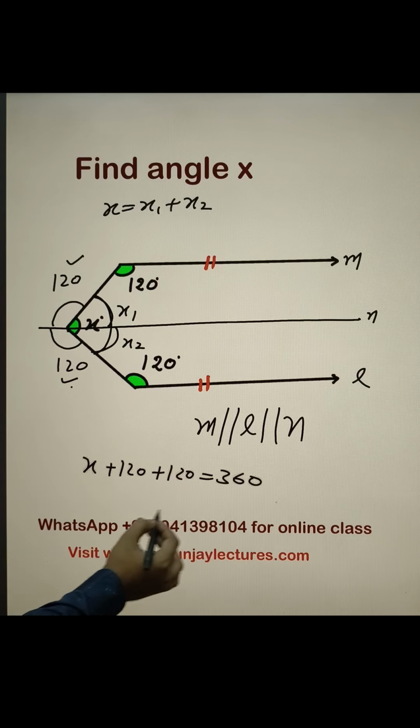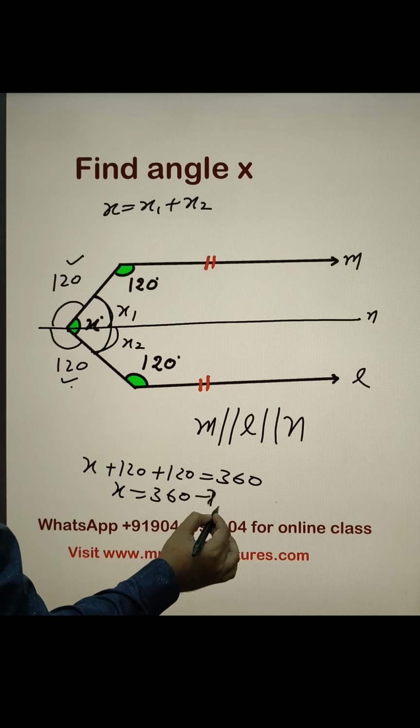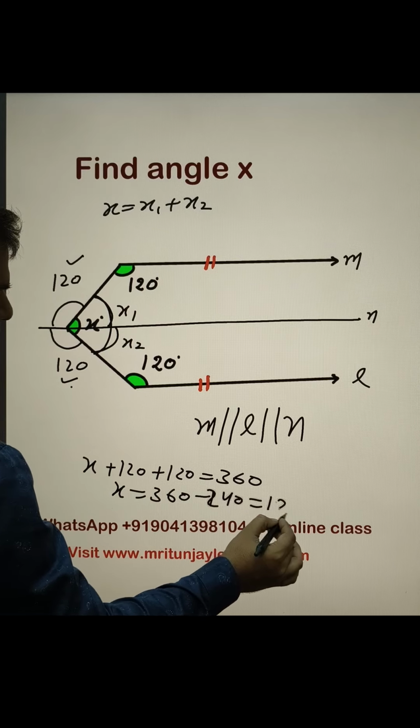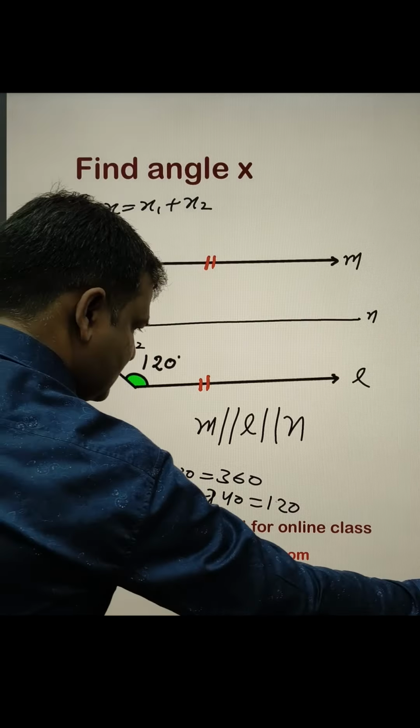So x plus 120 plus 120, how much? 360. So x is how much? 360 minus 240. So we got how much? 120 degrees. So basically x is how much? 120. Okay. Otherwise you can do this question another method also.